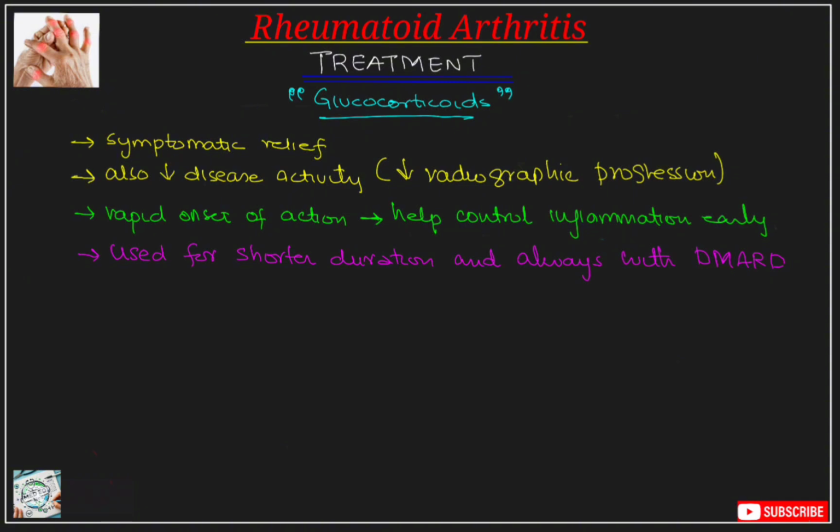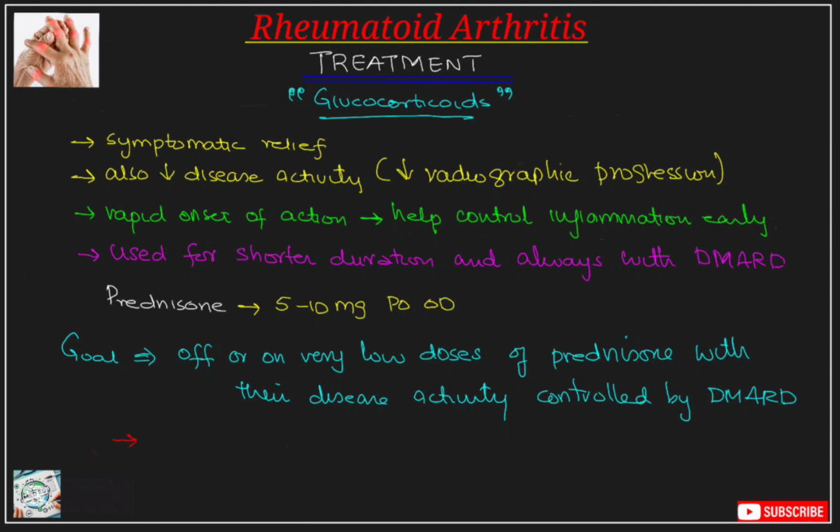Glucocorticoids are used in three types of settings. Number one, for acute flare-ups, they help control inflammation quickly. They can also be used as a bridging therapy alongside DMARDs while waiting for the DMARDs to take full effect. And they can also be used for extra-articular manifestations like vasculitis or scleritis. An example is prednisone 5 mg orally once a day, which is commonly used.